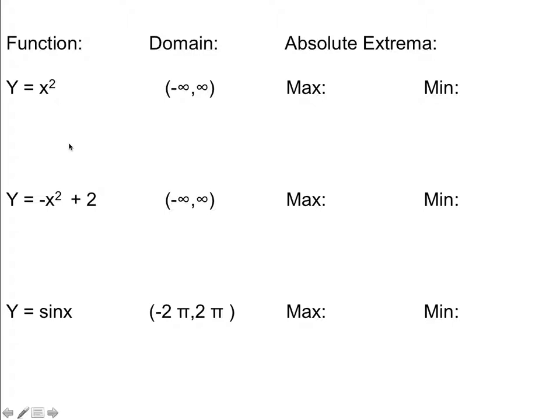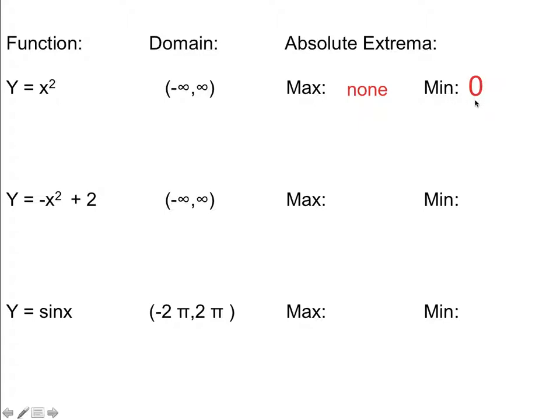If we look at these functions algebraically, we know what this looks like. We've seen it already in the PowerPoint. We're going from negative infinity to positive infinity, so we know we have no max and we have a minimum at y equals 0.